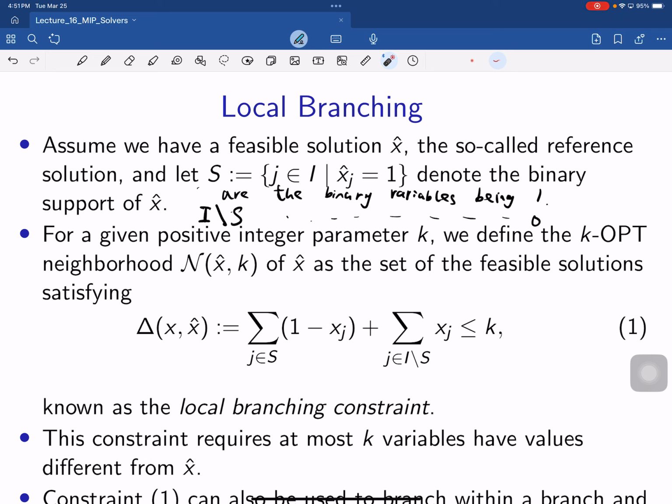Let's take a look at this constraint and what exactly it means here. This is the sum over all the binary variables equal to 1 in my original solution, plus the sum over binary variables equal to 0 in my original solution, and then I say they must be less than or equal to k. Well, what does this constraint give you?